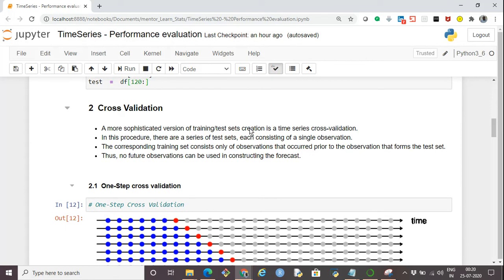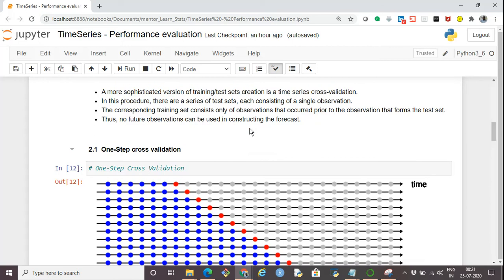There's another technique called the cross validation technique. It's a more sophisticated version of the training and test split. So what happens in this procedure? There are a series of test sets, each consisting of a single observation. The corresponding training set consists of only observations that occurred prior to the observation that forms the test set. Thus, no future observation can be used in constructing the forecast.